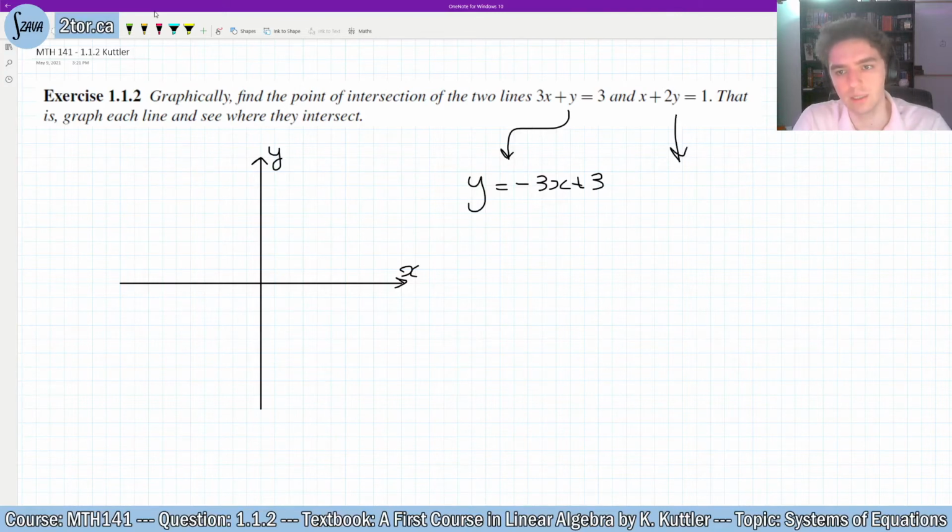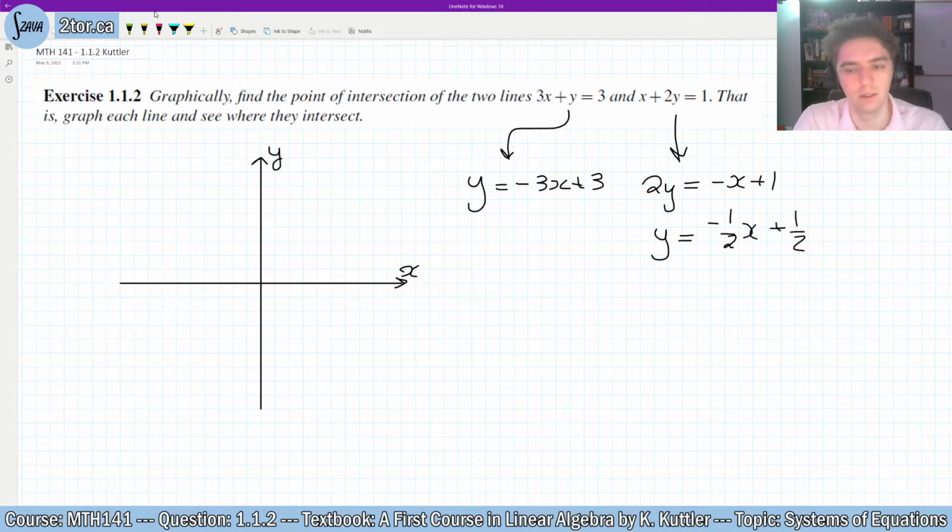And then this one is also pretty simple. 2y equals negative x plus 1. And then divide everything by 2. y equals negative a half x plus a half. Okay, so both lines are in y equals mx plus b now, or slope-intercept form. And so we can graph them.